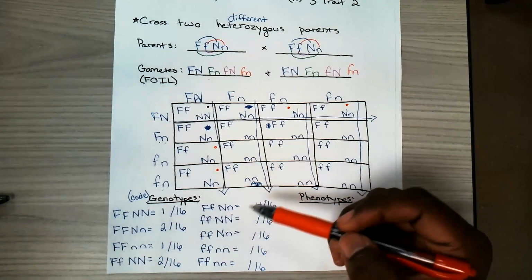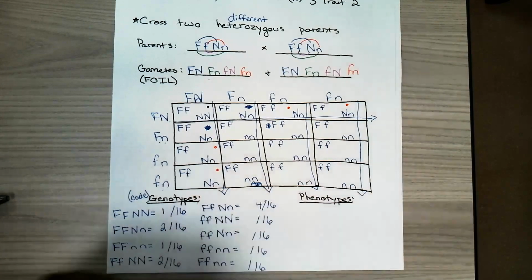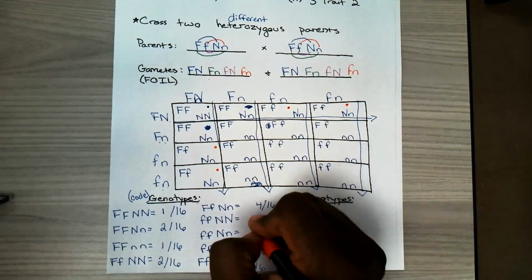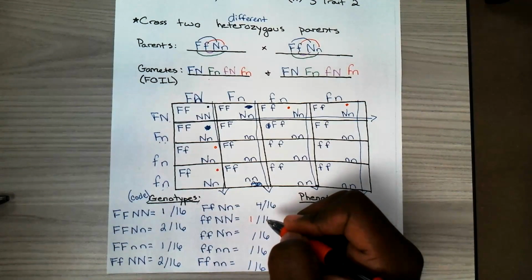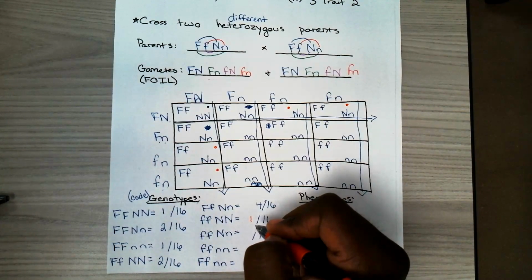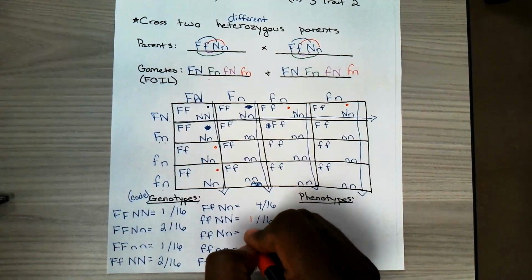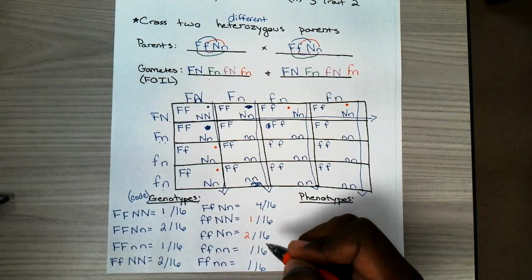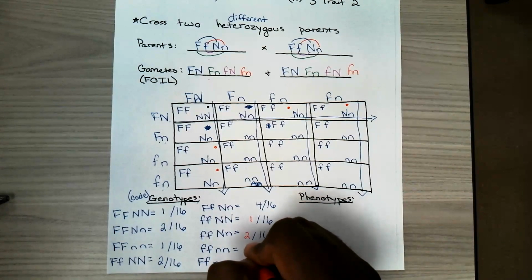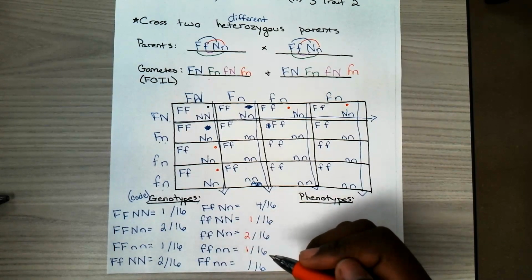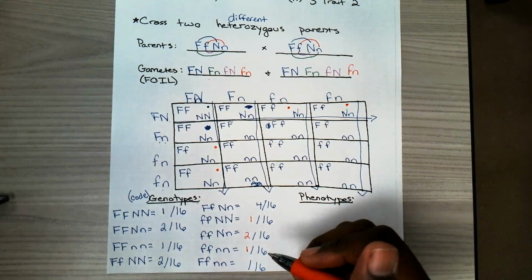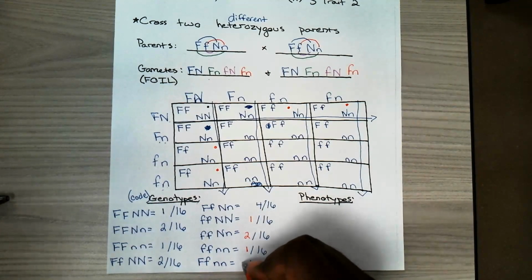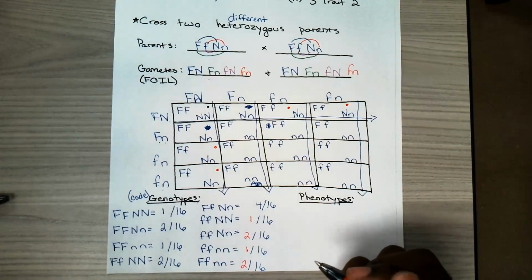And then we're going to look for little f, big N, which gives us 1. Little f, big N, little n is 2. Little f, little n is 1. And then big F, little n gives us 2. Okay?